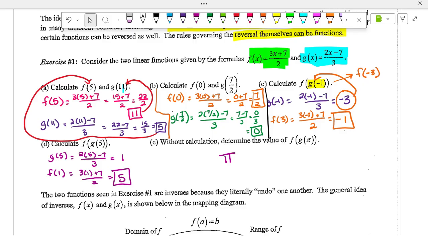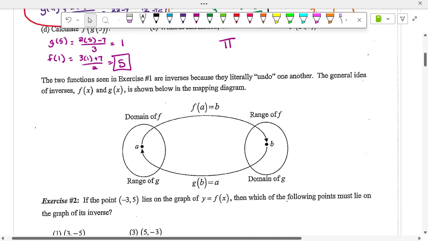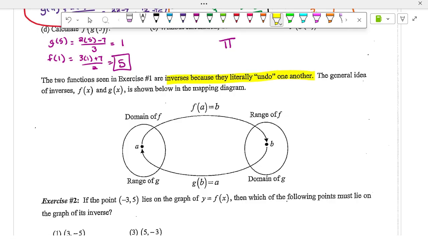So we could say that f of x and g of x are what to each other? Inverses. All right? So, f of x and g of x in this case are actual inverses of each other, meaning they actually undo each other. So, how do we know it's an inverse? Inverses literally undo one another, just like how multiplication undoes division, addition undoes subtraction, square roots undo squares, cube roots undo cubes, and so on and so forth.